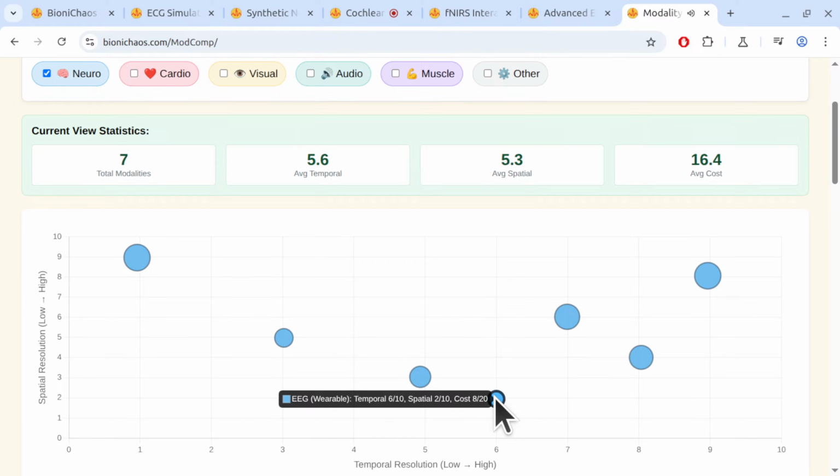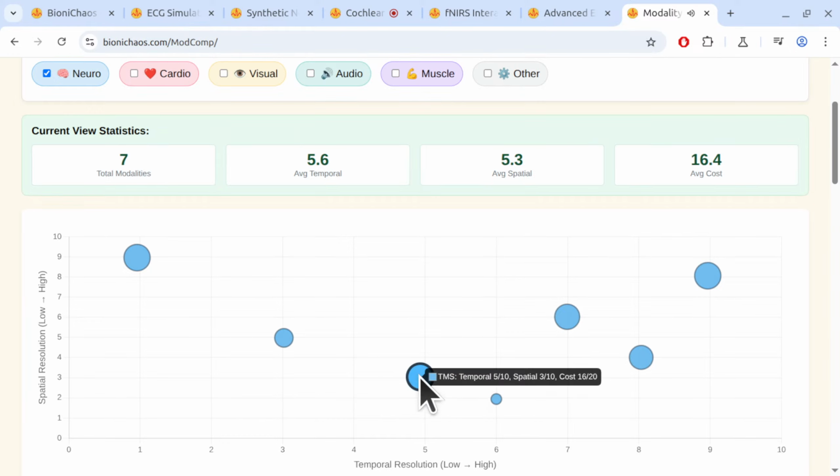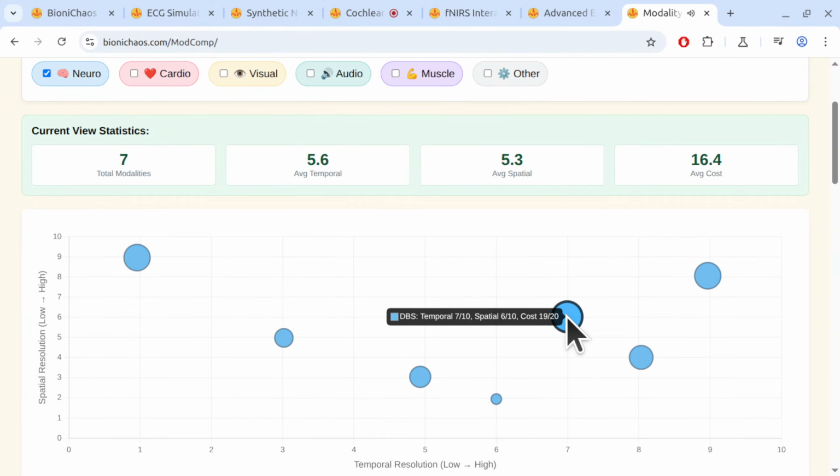And then there's this one, DBS, deep brain stimulation. 7 temporal, 6 spatial, and cost, 19 out of 20, almost maxed out. And it says clinical neuromodulation. This isn't just measuring, is it? This sounds invasive. Oh, it is. We're talking surgically implanted electrodes. It's not sensing, it's intervening, trying to actively change brain activity for clinical reasons like Parkinson's. The cost and the invasiveness, they tell a story about how serious the conditions are that we're trying to treat. It's pretty intense stuff. Intense is right.